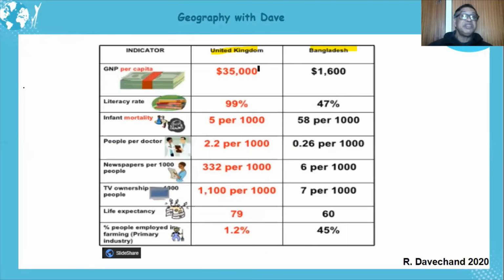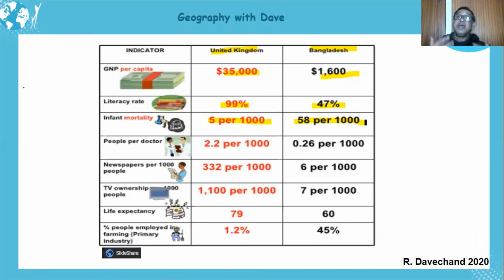All right. Look at the per capita income, learners. For United Kingdom, the per capita GNP, you understand, is $35,000. Bangladesh, 1,600. Massive difference. Literacy rate, 99% in the United Kingdom. Bangladesh, 47%. Massive. All right. Infant mortality rate, 5 per 1,000 in United Kingdom. Look at Bangladesh, 58 per 1,000.